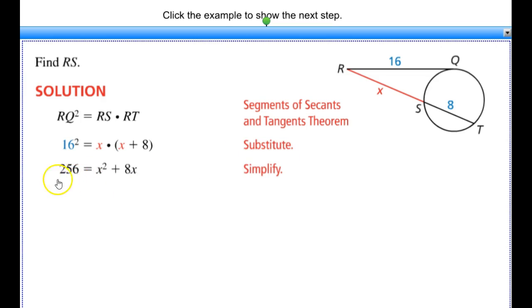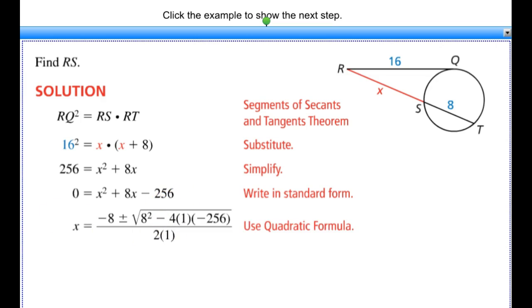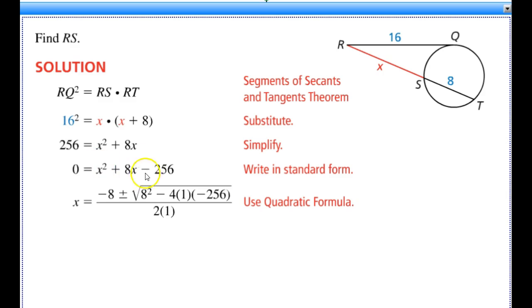So then I can simplify, so I end up with 256 equals x squared plus 8x. So I write this in standard form, and by standard form I mean I get everything over to one side of the equation. So when we have an x squared term and an x term, I'm going to want to use the quadratic formula to solve this.